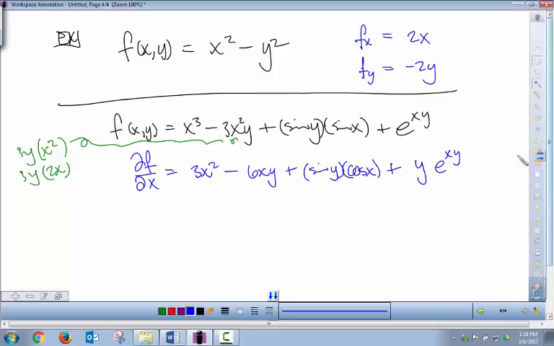So the derivative of e to the something is e to the something times the derivative of the something. And the something is x times y. The derivative of x times y is y. So it just pops up like that. Okay?